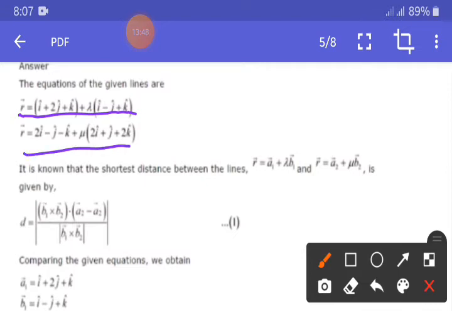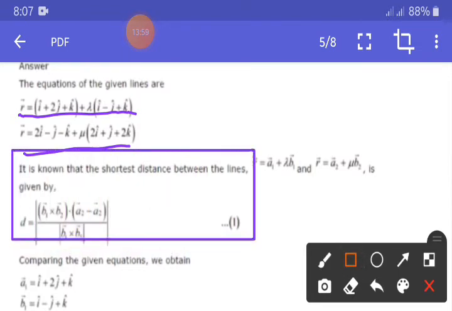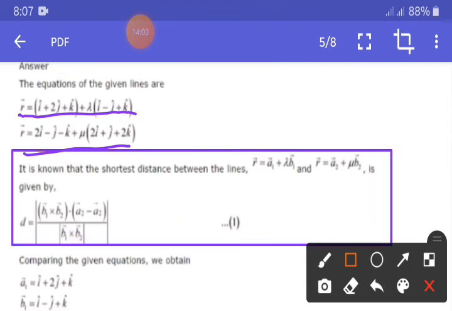It is known that the shortest distance between the lines R vector equal to A1 vector plus lambda B1 vector and R vector equal to A2 vector plus mu of B2 vector is given by D equal to B1 vector cross B2 vector dot A2 vector minus A1 vector, divided by the magnitude of B1 cross B2.